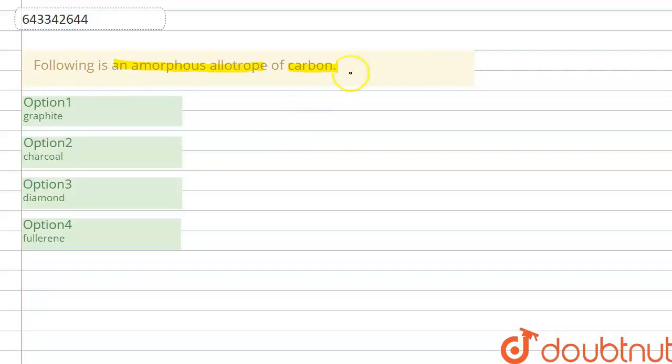Hello everyone, the question is: which of the following is an amorphous allotrope of carbon? In this question they have given us 4 options and we have to choose which one of them is an amorphous allotrope of carbon.